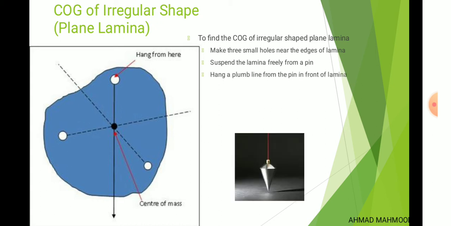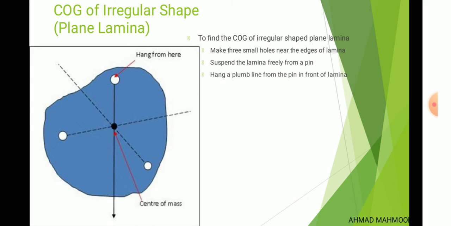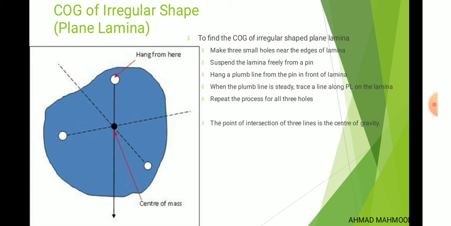and then hang a plumb line from the pin in front of the lamina. When the plumb line is steady, trace a line. These dotted lines on this lamina are the traced lines. When the plumb line is steady, trace a line along the plumb line on the lamina. Repeat this process for all these holes. The point of intersection of all these 3 lines is called the center of gravity of this irregularly shaped object. So this is how we find the center of gravity of irregularly shaped objects.